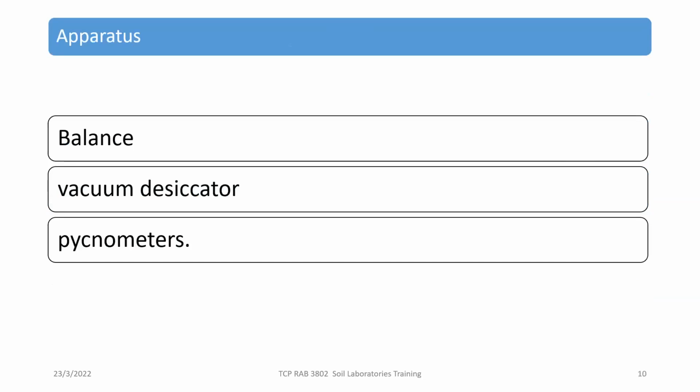For the apparatus: balance, vacuum desiccator, and pycnometers. And for particle density, the most accepted and standard methodology is the pycnometer method.